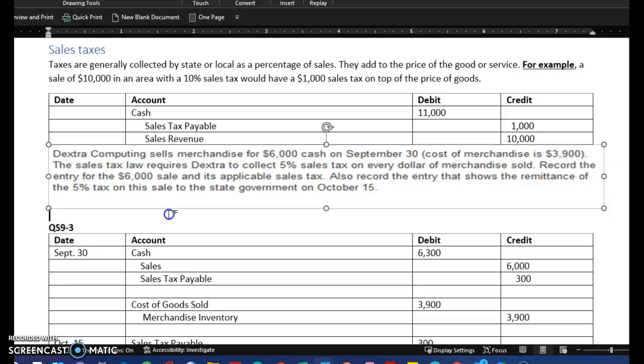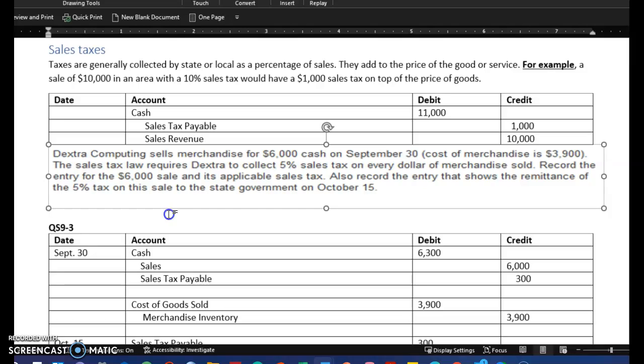All right, so the next example. Dexter Computing sells merchandise for $6,000 cash on September 30th. The cost of the merchandise is $3,900. They're selling, remember? And when we record sales, we have two entries, the sales journal entry and also the recording of cost of goods sold, two different journal entries.